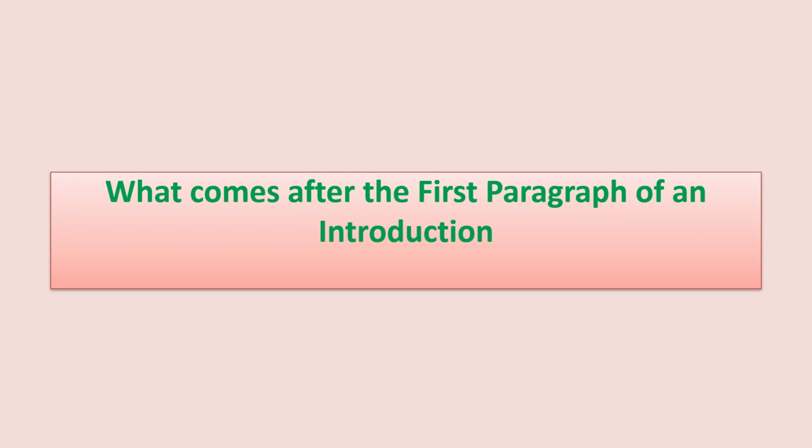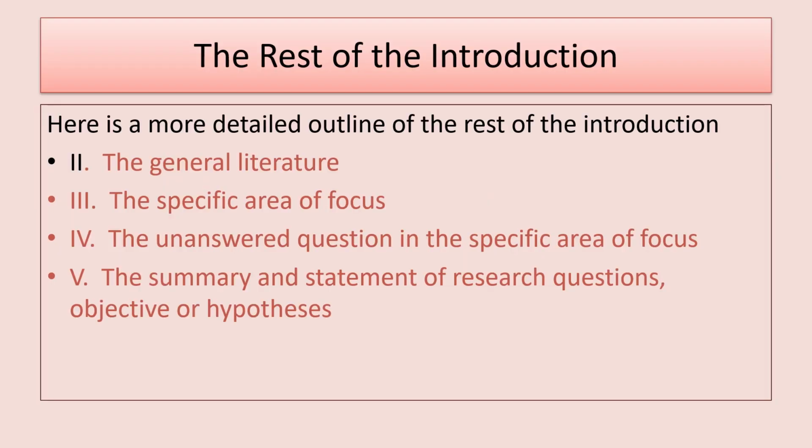What comes after the first paragraph of an introduction or introductory paragraph? The rest of the introduction. Here is a more detailed outline of the rest of the introduction: the general literature, the specific area of focus, the unanswered question in the specific area of focus, the summary and the statement of research question, objective or hypothesis.